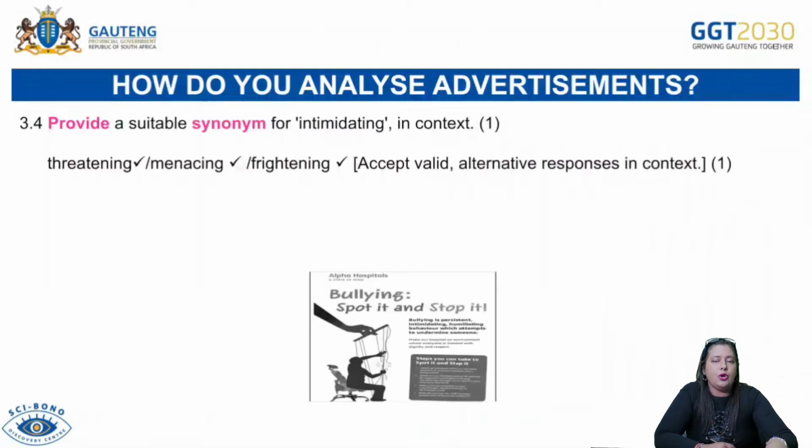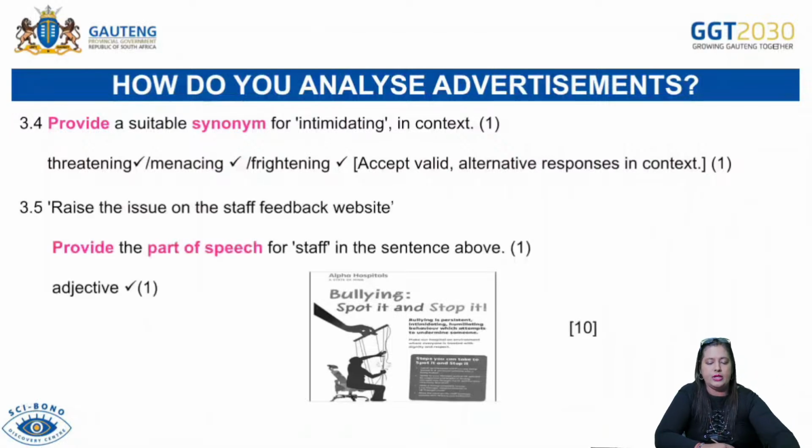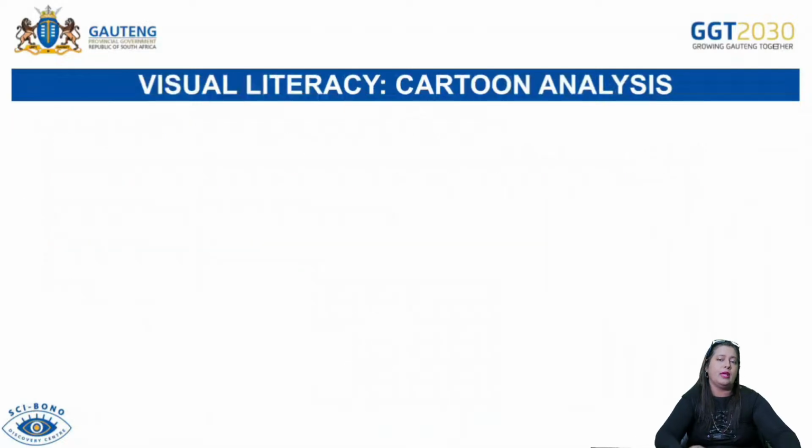Right, then within your section of advertisements, you will get language questions, and in this case, a synonym, for example, for the word intimidating in context. Any of those 3 alternatives would be giving you that mark there. All right, so you got to build your vocabulary, please, when you're working with adverts as well. And then raise the issue on the staff feedback website. Provide a part of speech for staff in the sentence above, and you obviously know it's an adjective. All right, so that is the kind of questions you would be getting for adverts, right?